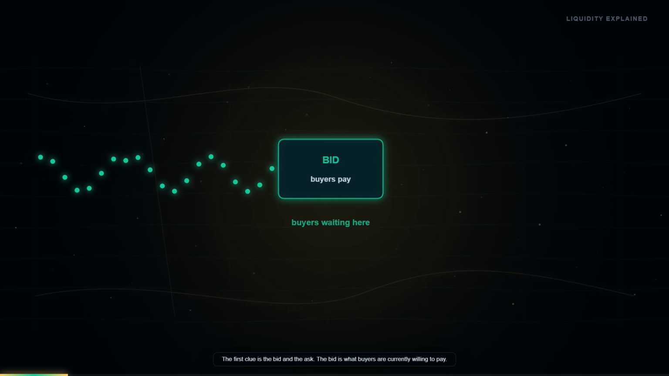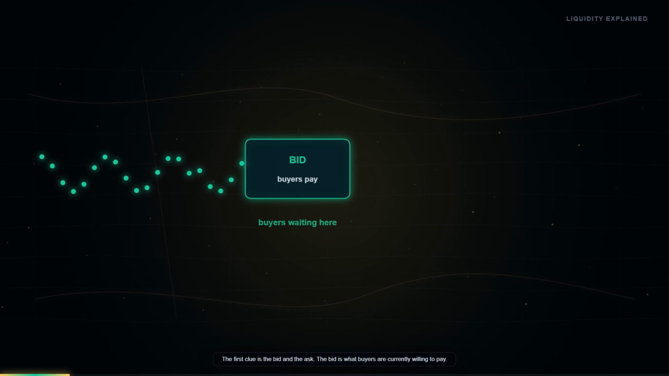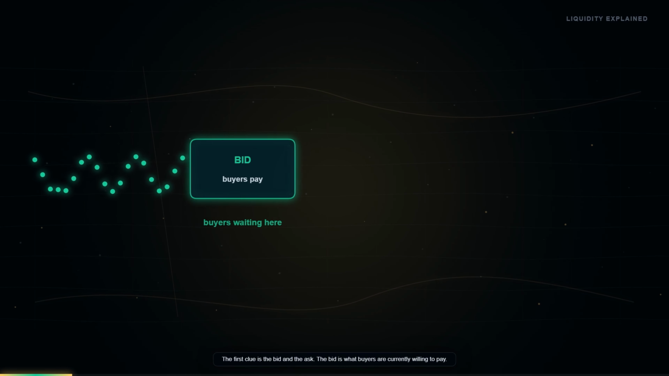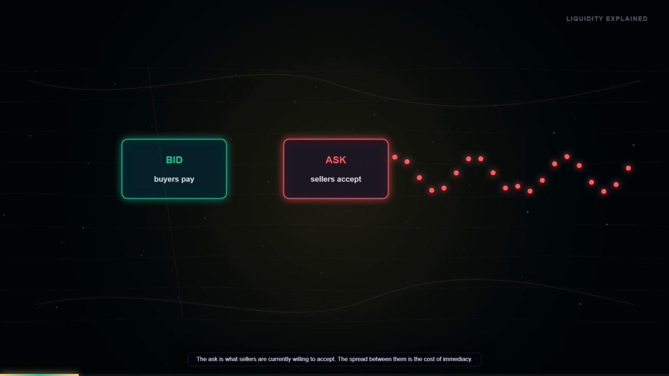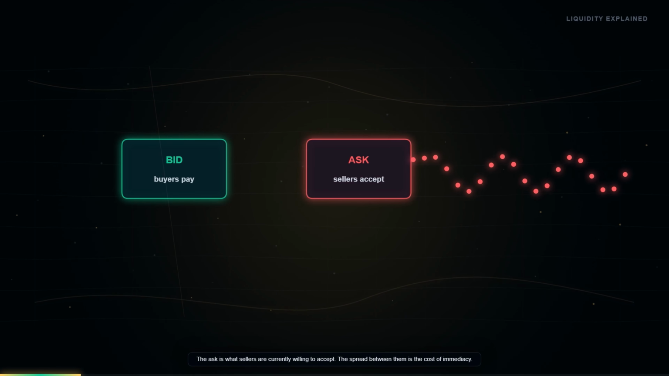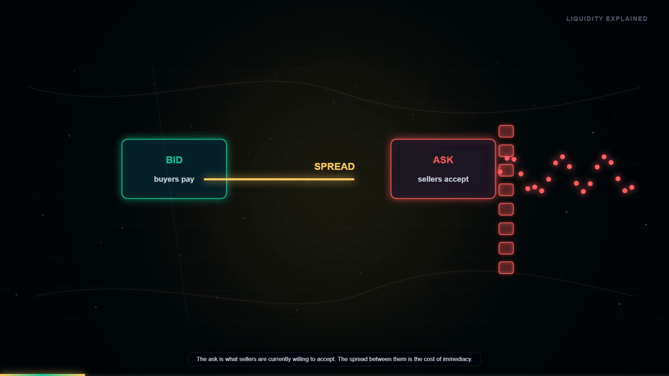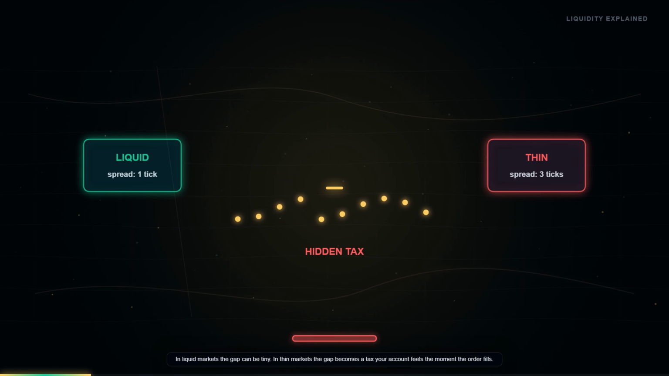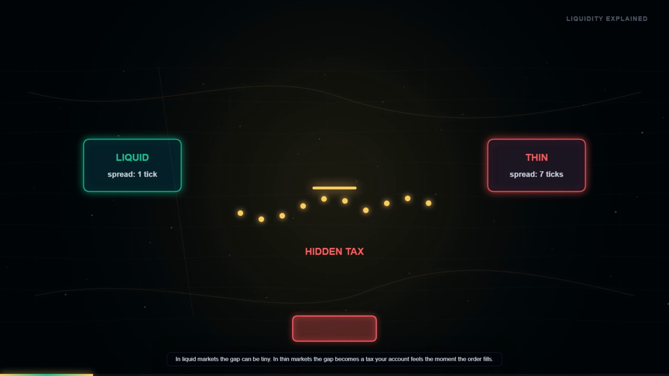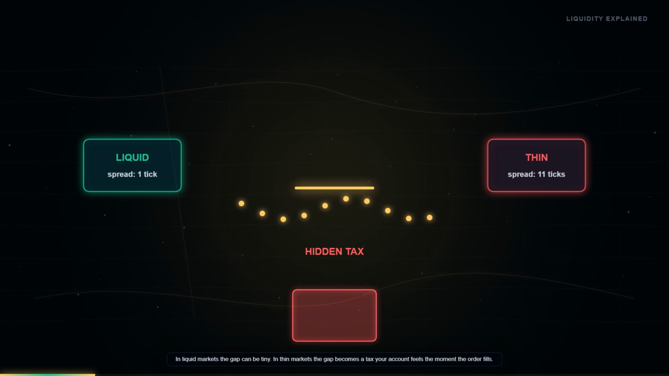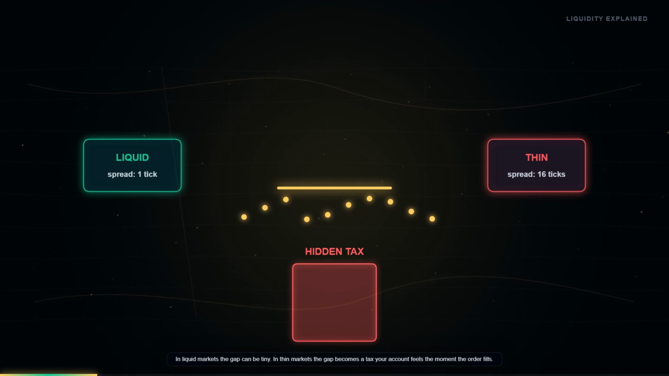The first clue is the bid and the ask. The bid is what buyers are currently willing to pay. The ask is what sellers are currently willing to accept. The spread between them is the cost of immediacy. In liquid markets, the gap can be tiny. In thin markets, the gap becomes a tax your account feels the moment the order fills.